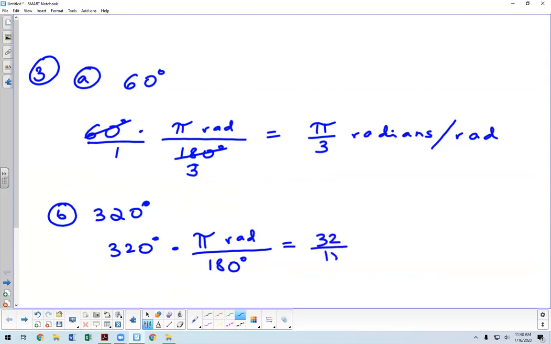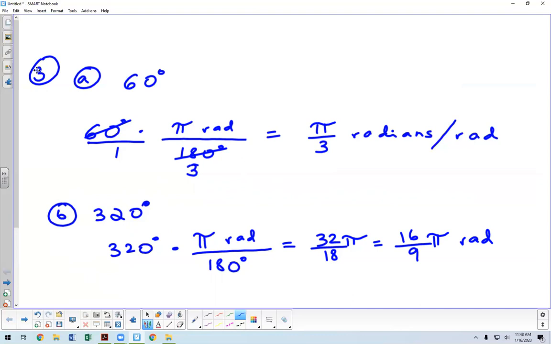16 over 9. Yeah, because 2 is the only number that's going to be common between them. You can also, like I said, use your calculator just to reduce your fraction. Don't give me a decimal approximation. So 16 over 9 pi radians is what your answer should be for this one.